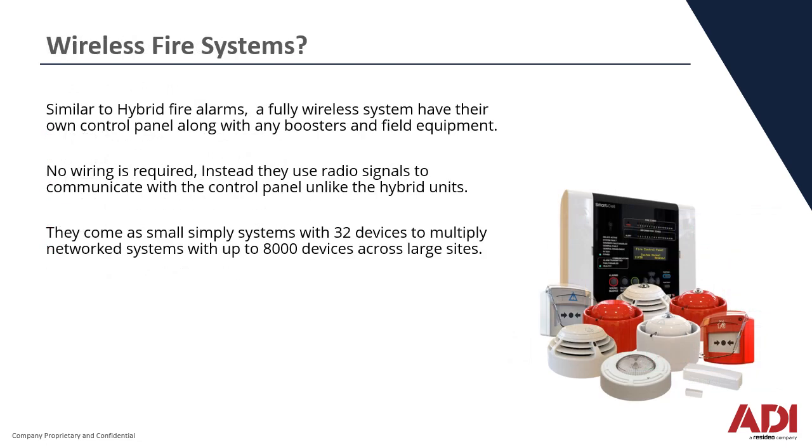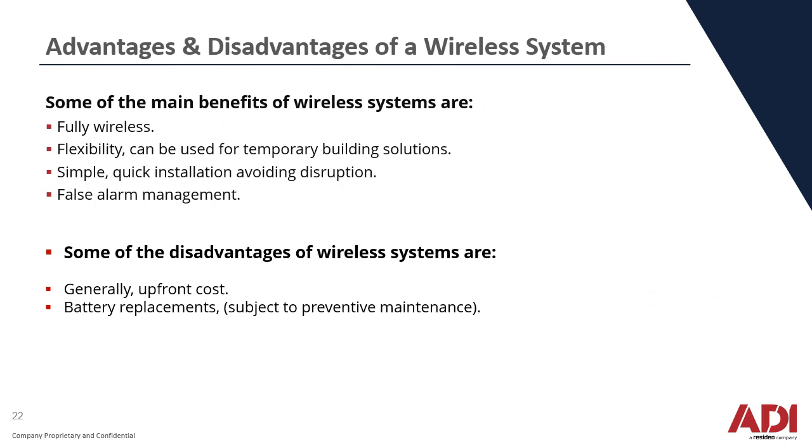Similar to hybrid fire alarms, a fully wireless system has its own control panel along with any boosters and field equipment. No wiring is required. Instead, they use radio signals to communicate with the control panel directly, unlike the hybrid units. They come as small simple systems with 32 devices to multiple networked systems with up to 8,000 devices across large sites. Benefits of wireless and hybrid systems.